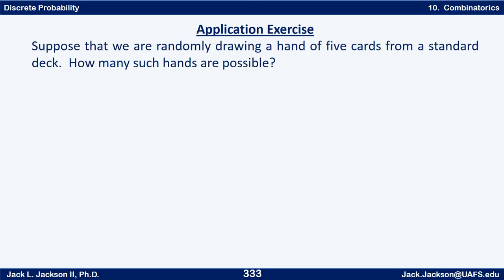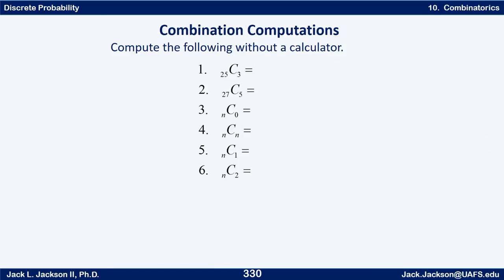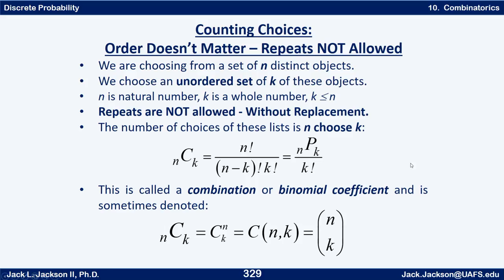So let's review real fast before we go. This is for counting choices where the order doesn't matter. Repeats are not allowed. We're choosing from a set of n distinct objects. We're choosing an unordered set of k of these objects. n is a natural number, k is a whole number less than or equal to n. Repeats are not allowed, so in other words, it's done without replacement. The number of choices is n choose k, which you can see there, and you can see the multiple notations for it.